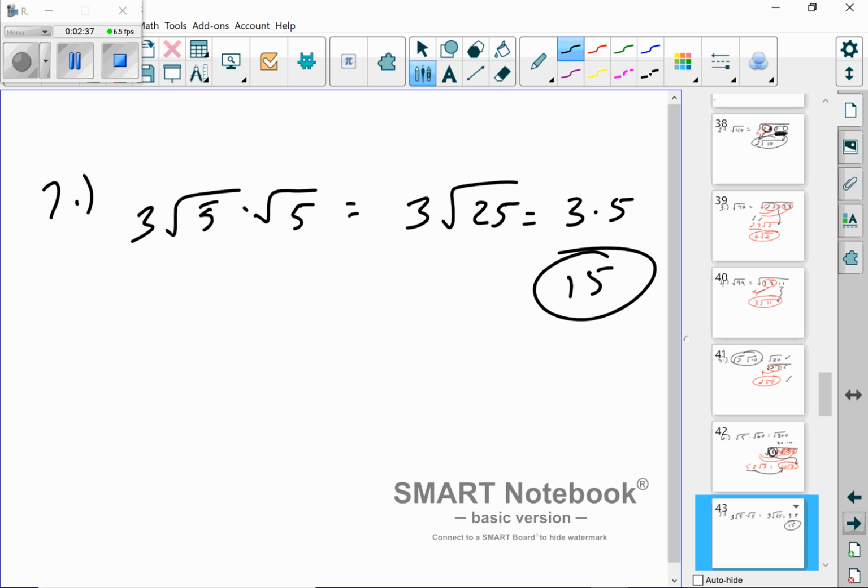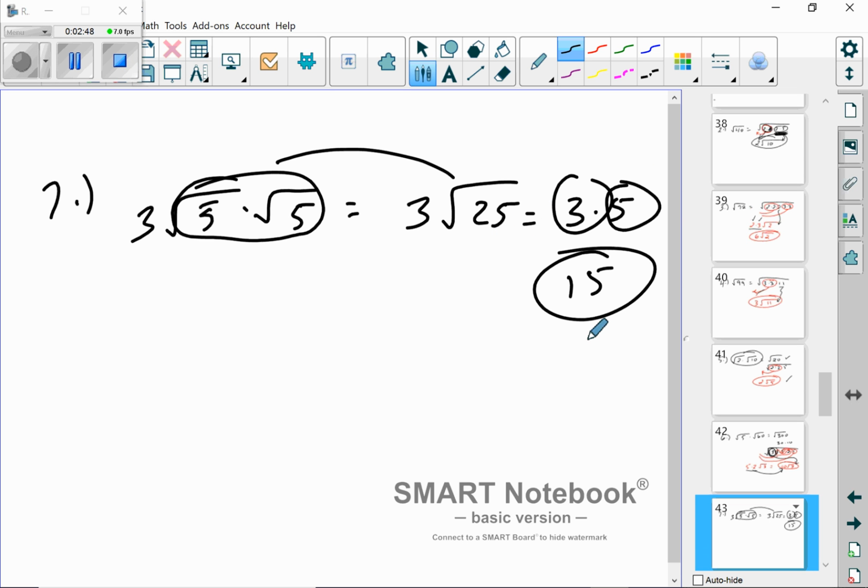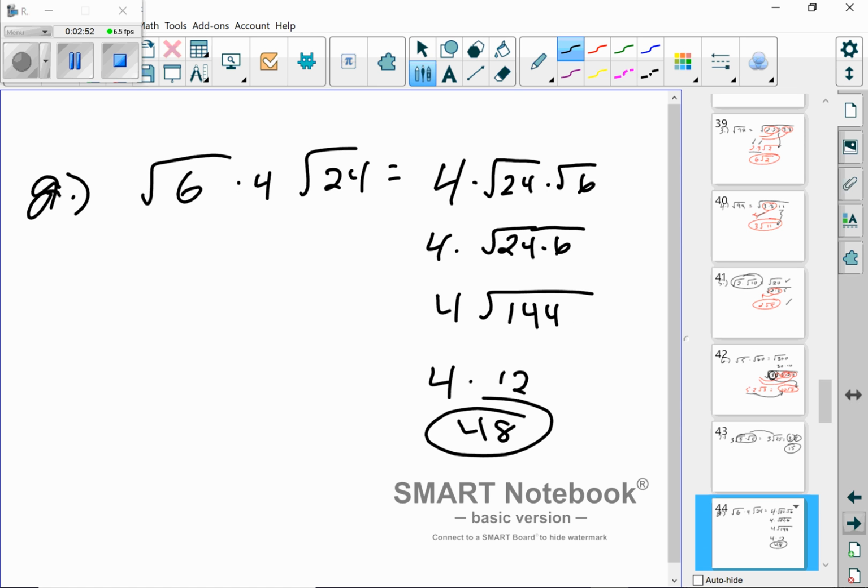Number 7. Alright, so I regrouped this one, multiplied the radicals together to get 25. You know the square root of 25 is 5, so 5 times 3 is 15. I didn't go through the partners at the time and everything. Number 8, 6 times 4 square root of 24. I rearranged them, used the commutative property, multiplied the radical signs together. 6 times 24 is 144. Square root of that is 12. You know that. 12 times 4 makes the 48 answer.